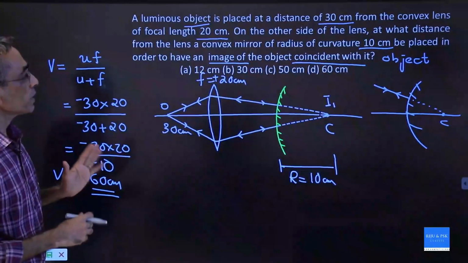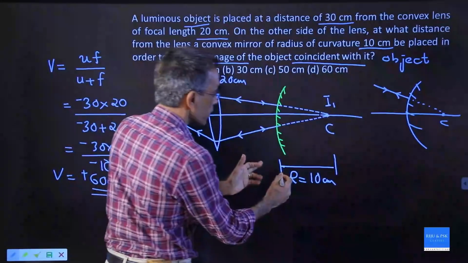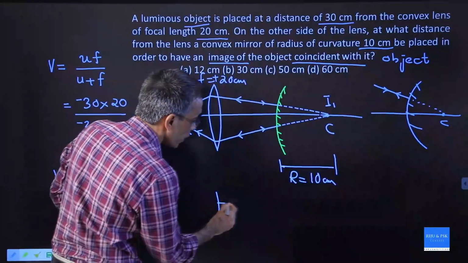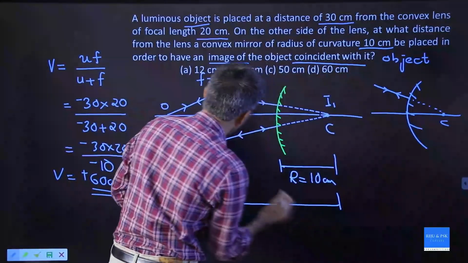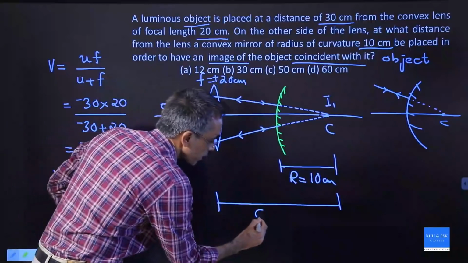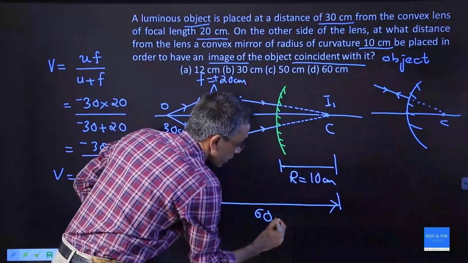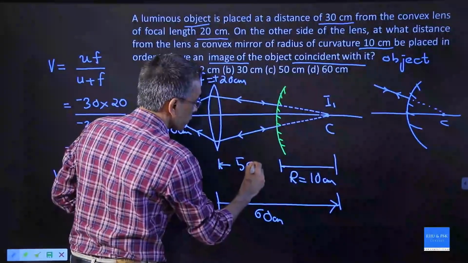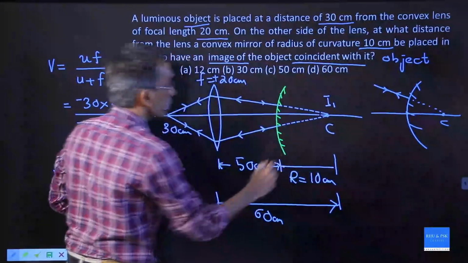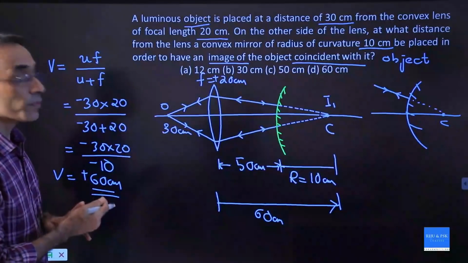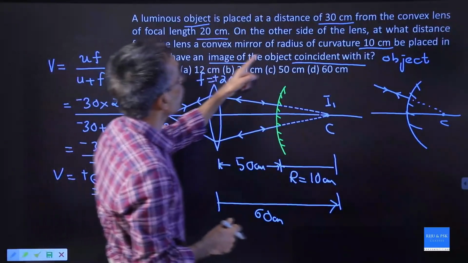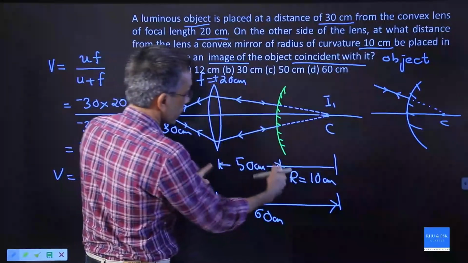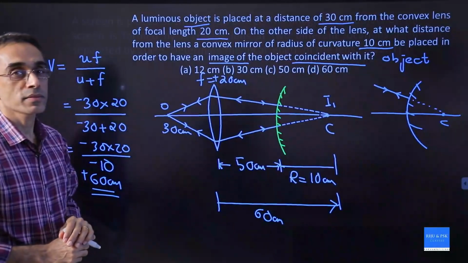Okay. So what is the distance now? The distance between the mirror and the first image should be 10 centimeter, and we know that the image is formed by the convex lens at a distance of 60 centimeter. So this is 60 centimeter. So what should be the distance between the lens and the mirror? That must be 50 centimeter. So that is our answer. 50 centimeter is the distance. At what distance from the lens the mirror is placed? That is 50 centimeter.